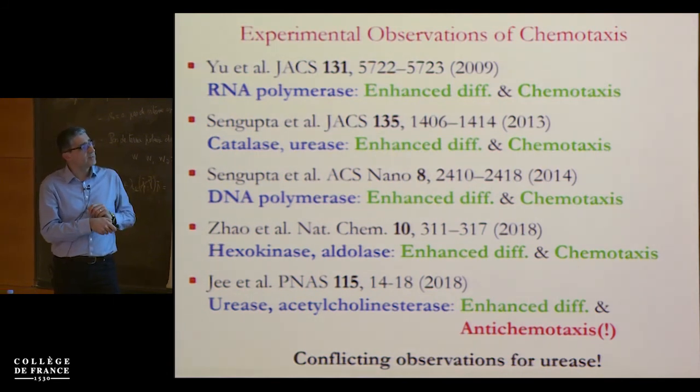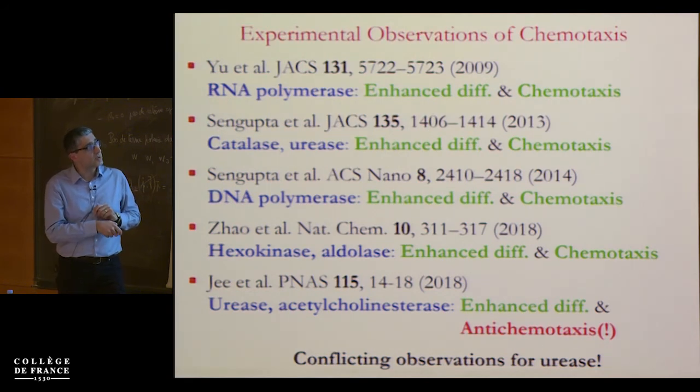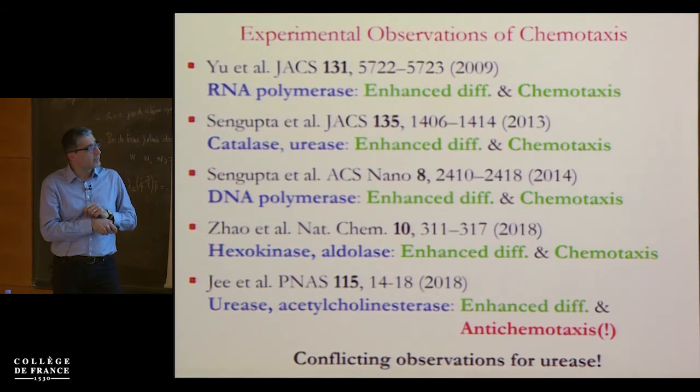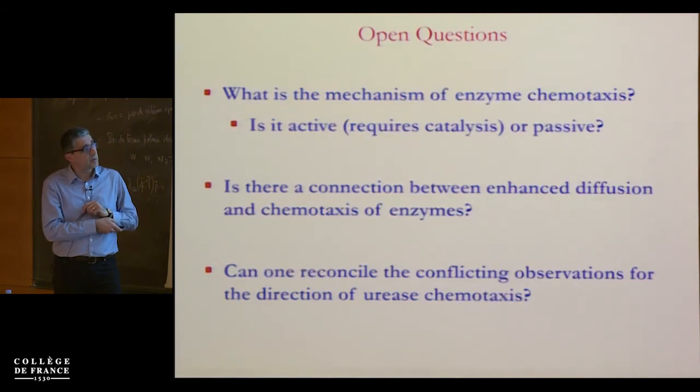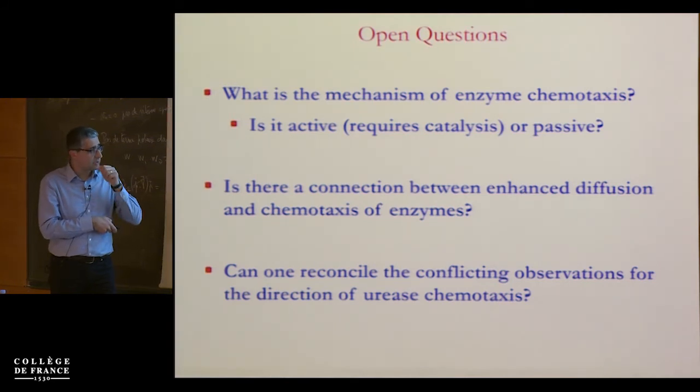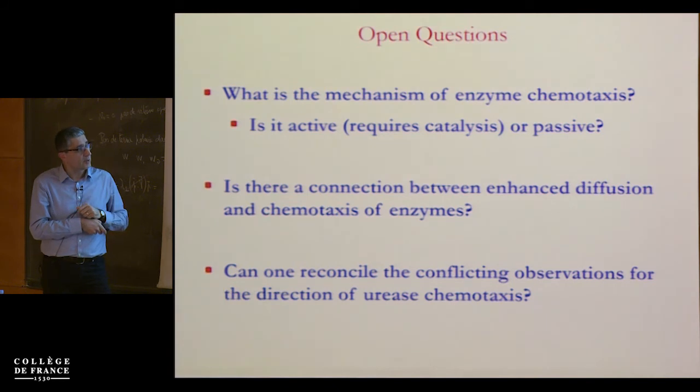There are several reports, and most of them essentially suggest that enzymes go towards the higher concentration of their substrates, and in this particular case of urease, there are two reports in the literature that are in contradiction with one another. And basically we want to understand what is happening with the enzyme. So do we have a universal tendency for the enzymes to respond to gradients, and can we understand it in any way, or can we understand these two conflicting observations?